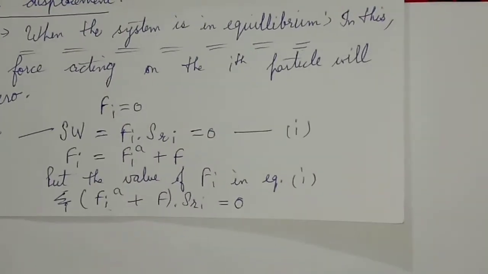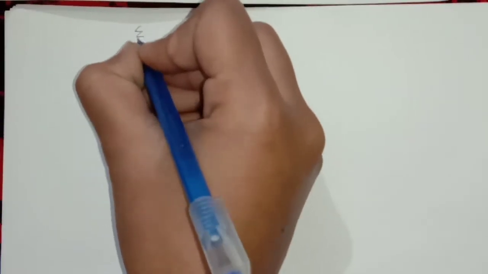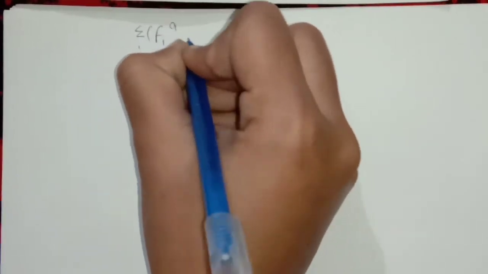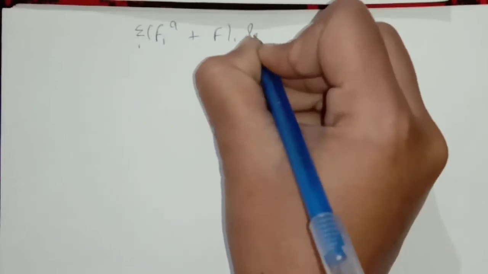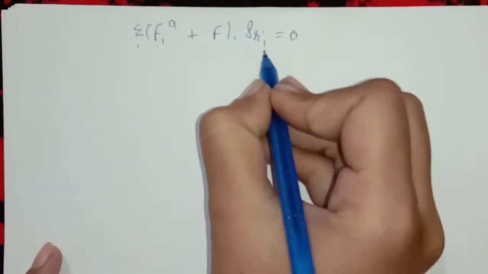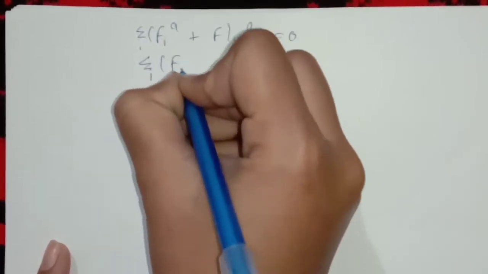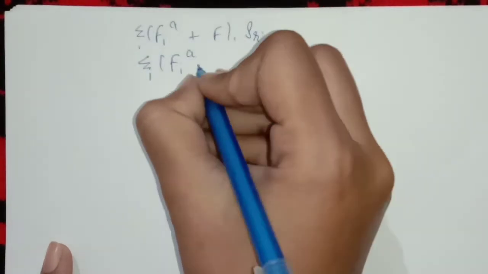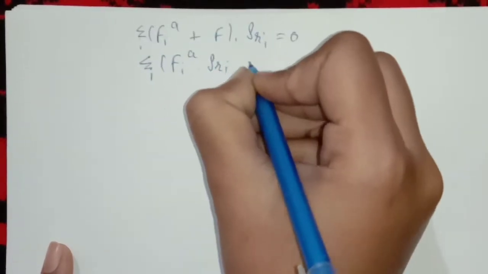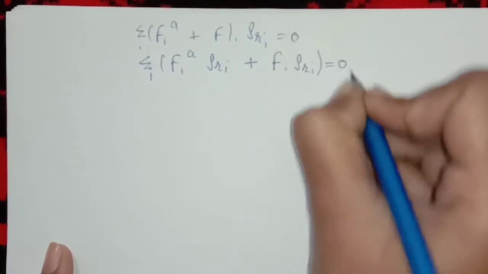So from here we can write summation i (Fia plus Fi) dot delta Ri equals 0. So we multiply delta Ri inside this. So we can write summation i Fia, which is the applied force, into virtual displacement, plus constraint force into virtual displacement, equals 0.